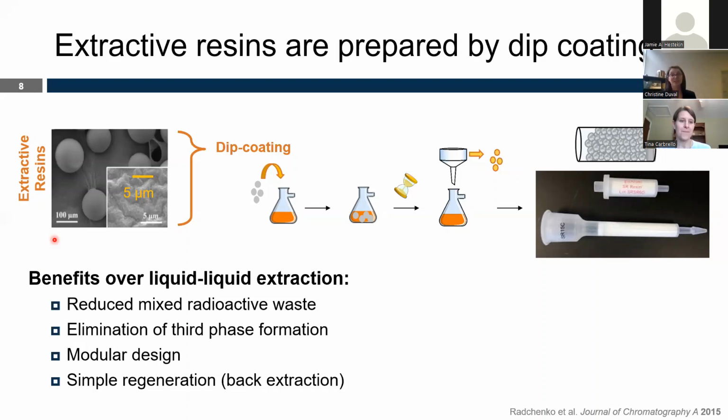These resins are great because they're modular. You can stack them, you can mix and match chemistries. And another major thing is that regenerating them is relatively simple. You can just switch whatever your feed to your column is, and you can back extract out whichever species had adsorbed onto that column.